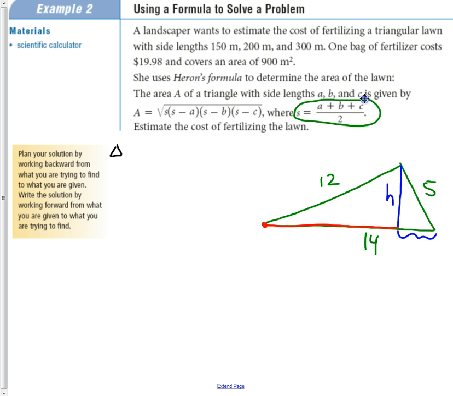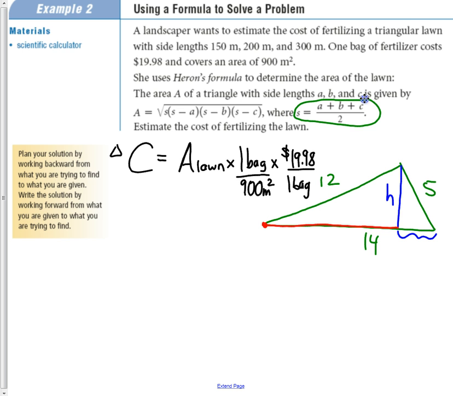we've got the formula. To get the cost of fertilizing the lawn, I think we would need to know the area of the lawn multiplied by a ratio of 1 bag for every 900 square meters. And that would tell us how many bags we're going to need, and then multiply by the cost of 1 bag, which is $19.98 for every 1 bag. So we've got some equivalences here which we can use to come up with this overall cost.